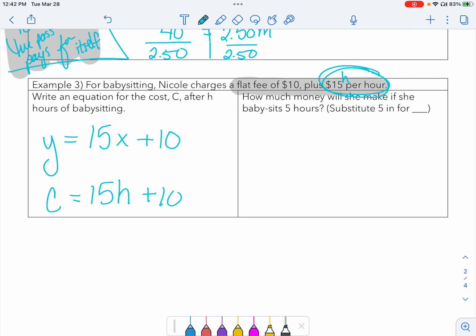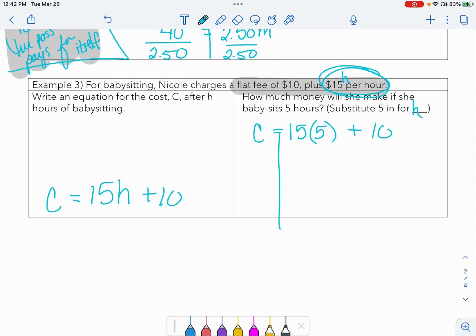So I'll erase the other one because that's not part of our answer. How much money will she make if she babysits for 5 hours? So we're going to plug 5 in, or substitute 5 in for h. So we do c equals 15 times 5 plus 10. And you can just straight up put that into your calculator. 15 times 5 is 75, plus 10 for a total of $85 that she would get. And that's how much she would charge.